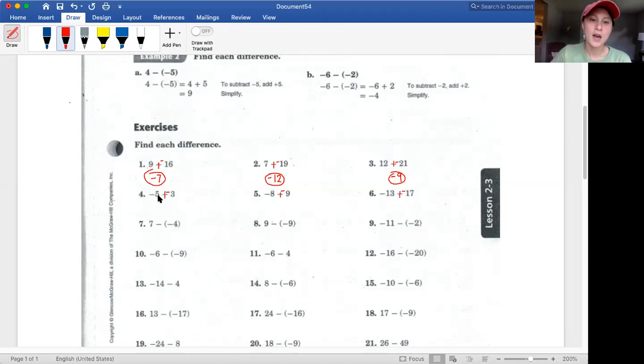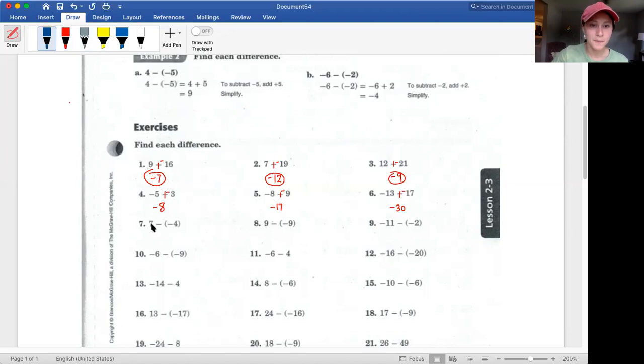When I do these, I look at them and I've got a negative plus a negative. The nice thing with addition, when I have two numbers that have the same sign, I just add them like a normal addition problem, and then keep the negative in my answer. So this is negative 8, and then 8 plus 9 is 17. This is negative 17, and then negative 13 plus negative 17. When I add 13 plus 17, that's 30, and since they're both negative, I'm going to keep the negative in my answer.